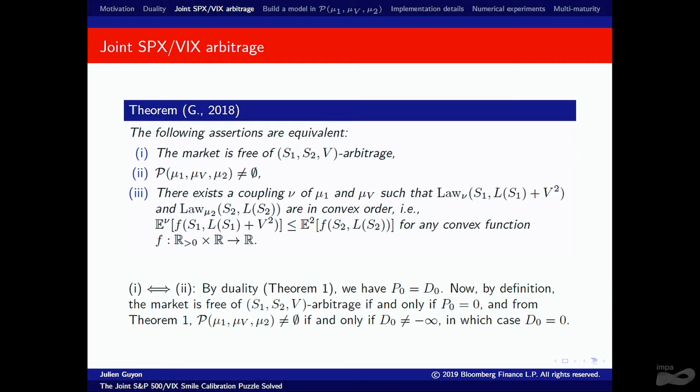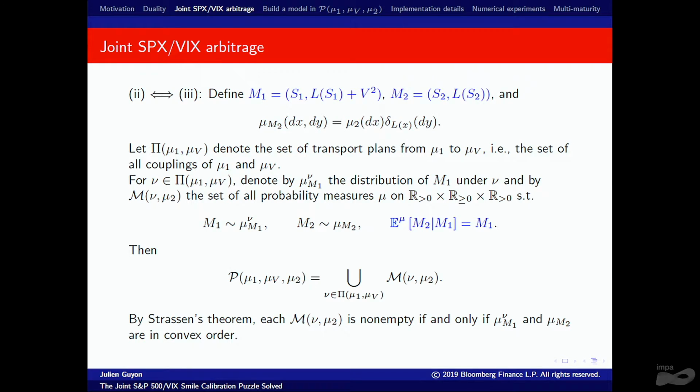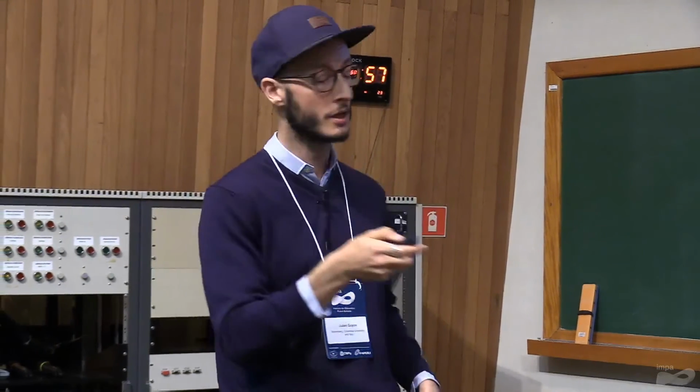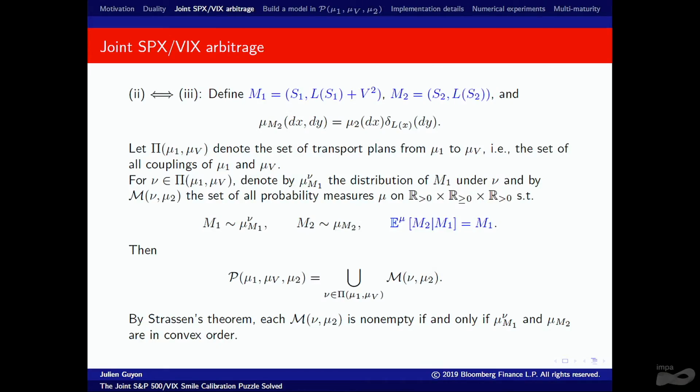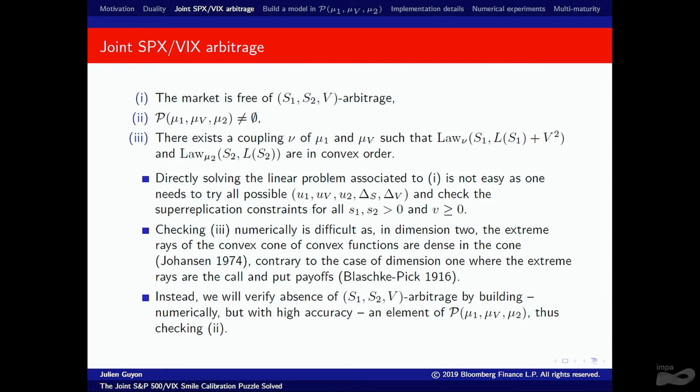And the fact that 2 is equivalent to 3 is actually very easy when you see that the two conditions, remember the Martingale condition and the consistency condition, the two conditions that are described by those conditional expectations, can actually be written simply as the expectation of M2 given M1 is M1, so it's a Martingale condition. If you define M1 and M2 like this, and then use Strassen's theorem, you see that that's equivalent to the fact that there exists a coupling in U such that the two measures here are in convex order. Okay, so that's exactly what I mentioned in the theorem.